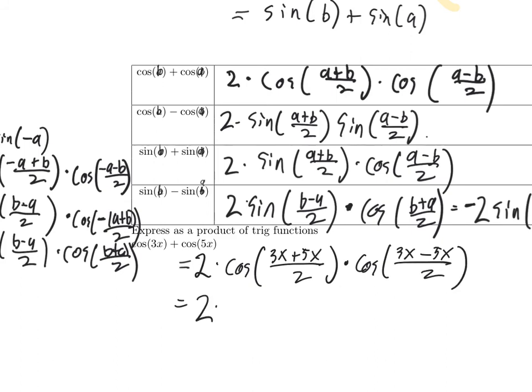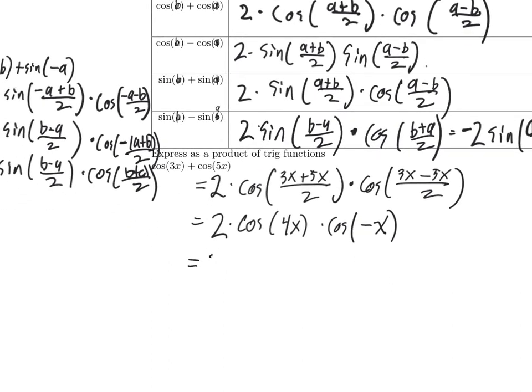So the 2 stays a 2. 3 plus 5 is 8. Cosine of 4x times the cosine. 3 minus 5 is negative 2, so this becomes minus x. But remember, cosine is even, so I don't actually care about that negative sign. This is equal to 2 cosine 4x times the cosine of x. So if you have a sum or difference of trig functions, you can rewrite it as a product, whatever seems more useful at the time.